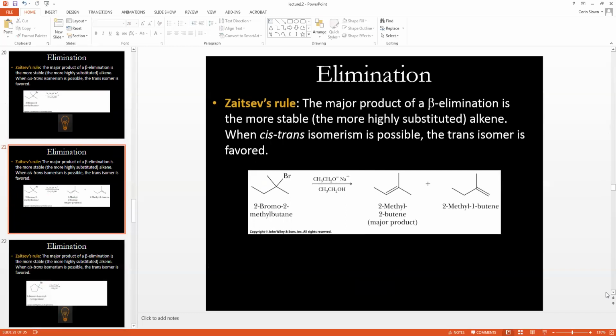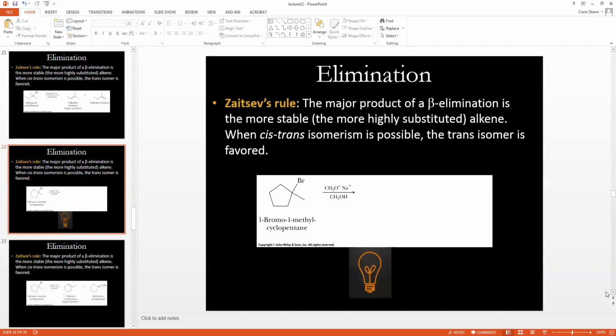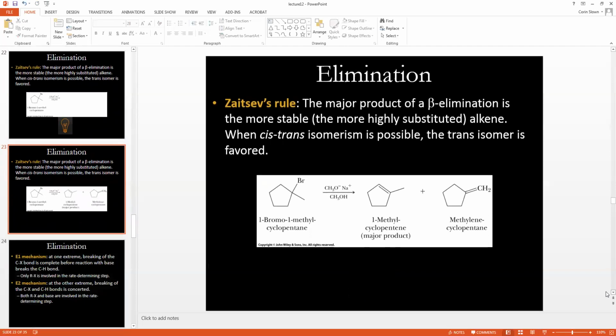Were you able to draw two products? And were you able to identify that 2-methyl-2-butene is the major product because it satisfies Zaitsev's rule? Let's take a look at another example. Press pause if you need to, or check your answer. Again, were you able to identify both products and which is going to be the major?